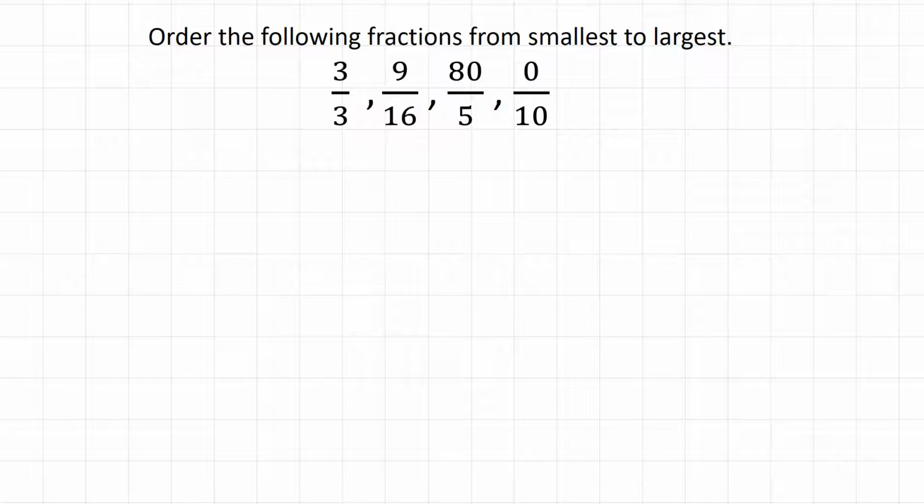So we have four fractions that we're looking at: 3 over 3, 9 over 16, 80 over 5, and 0 over 10. So if I were to look at this and try to order them from smallest to largest before completing this lesson, I'd be so confused and I just wouldn't know what to do, and I'd just give up and call it a day. But we've learned some pretty important things.